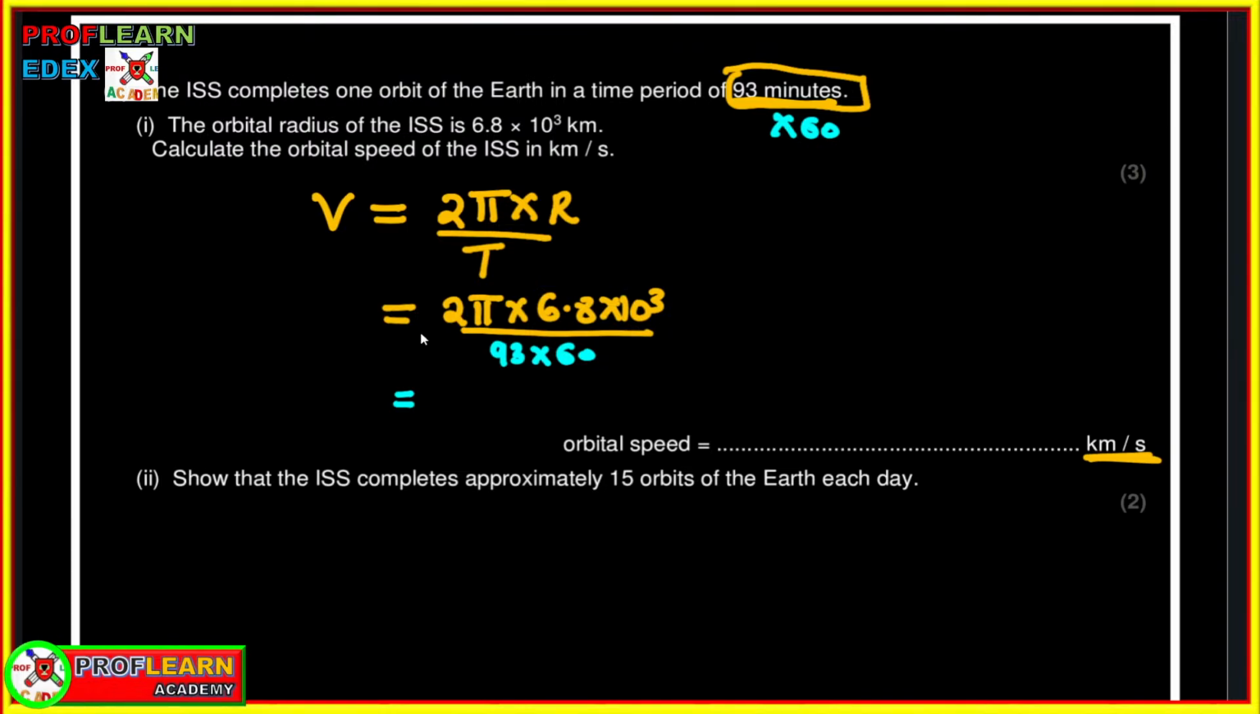If you work it out, you are going to get 7.66 kilometers per second.